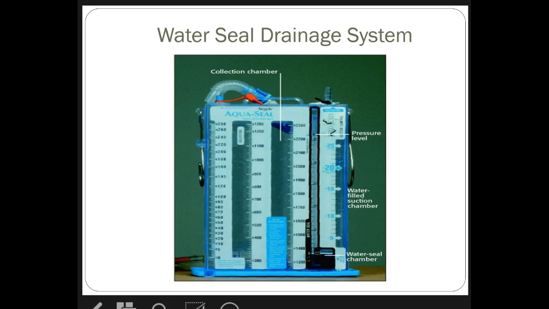You have your pressure level. Again, you have your water-filled suction chamber. It should be at 20 centimeters, as you see there. The water is put in through the vented area into that chamber, and you want to monitor and make sure that your suction is not too high because it will evaporate the water as it bubbles. So you want to make sure that it is just enough to keep it at the 20 centimeters, but not so much that it has excessive bubbling.